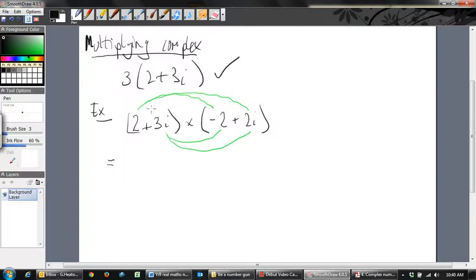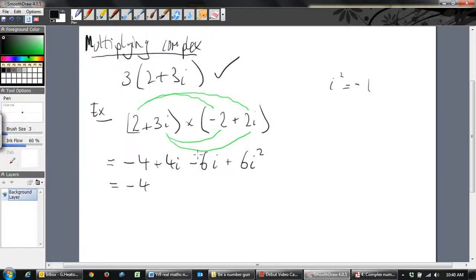And so what do we have? Let's just work it out. 2 times -2 is -4. 2 times positive 2i is positive 4i. 3i times -2 is negative 6i. And 3i times 2i is 6i squared. Then we just need to simplify what we have here. What's that equal to? Well, we have a -4, or is it the only number there? In fact, what is 6i squared? If you remember, what is i squared equal to? i squared is equal to -1. I'll come back to that in a second.